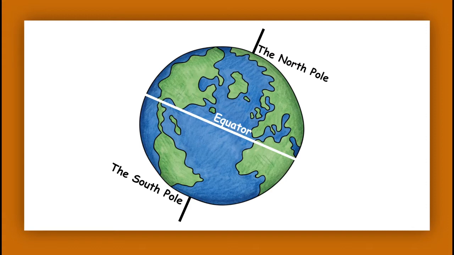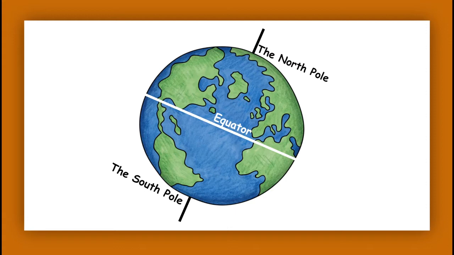Have you ever wondered why our weather changes and why we have different seasons? It's actually all because of the Earth's tilt and its orbit. Here you can see 2 different lines going through the Earth. First, let's look at the black line that goes all the way from the North Pole to the South Pole.